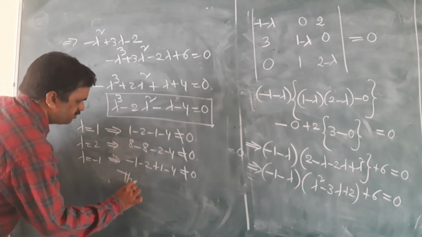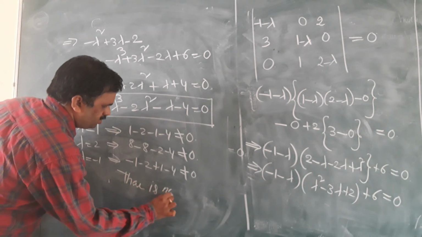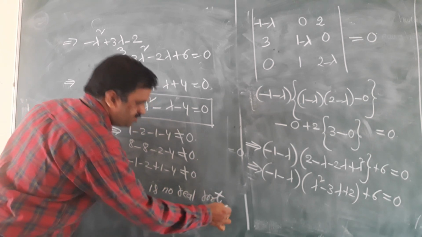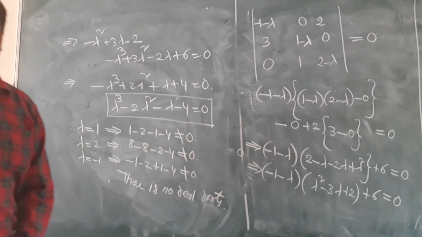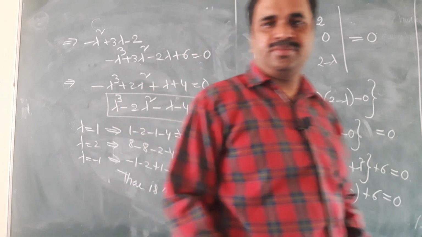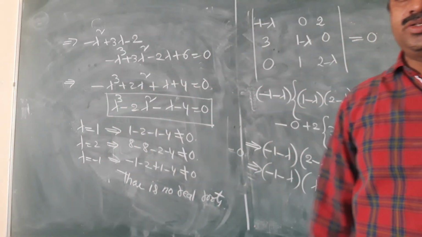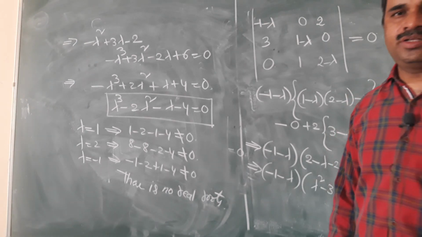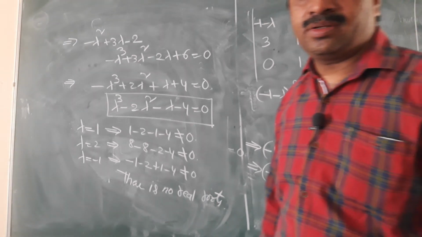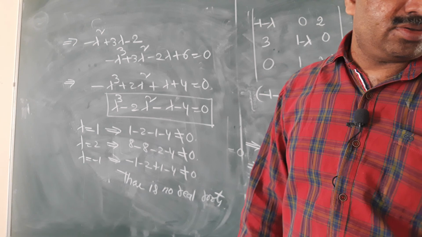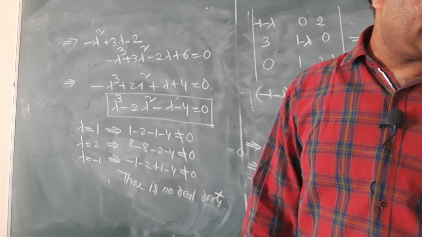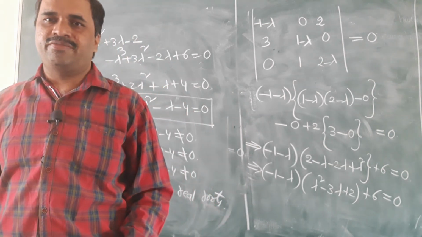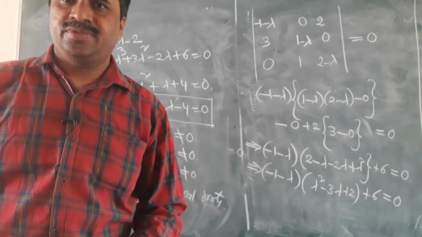Therefore I can say there are no real roots. We are finding the roots but we are not getting any, so simply we can say there are no real roots. That's all. Practical problem 20 is over. In the next class we will discuss a theorem. Okay, it's enough for today. Tomorrow we'll continue. Thank you.